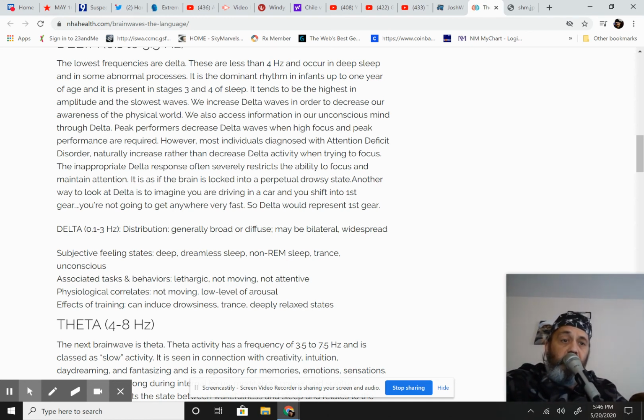Delta is 0.1 to 3 hertz. Distribution is generally broad or diffuse, maybe bilateral or widespread throughout your brain. That's how your brain does it. This is coming from outside your brain. Let's see. Subjective feeling states: deep dreamless sleep, non-REM sleep, trance, unconscious. Those are the states of mind you could be in at that level.